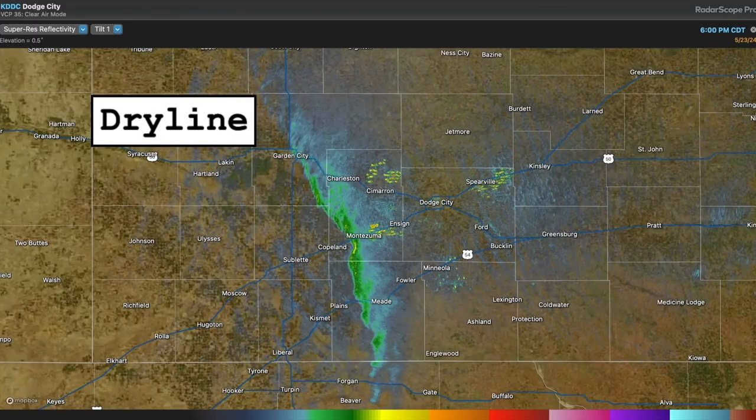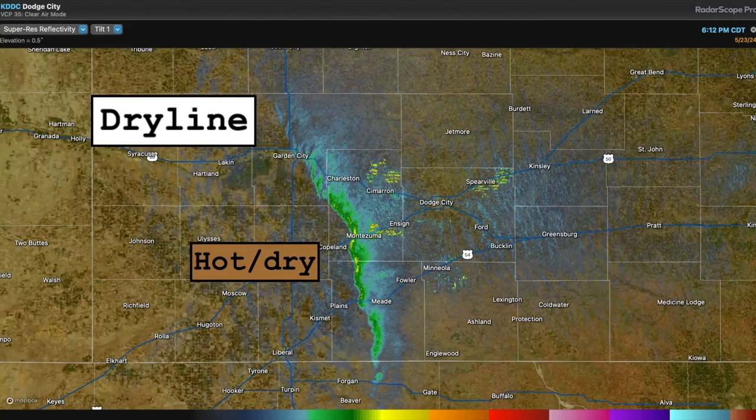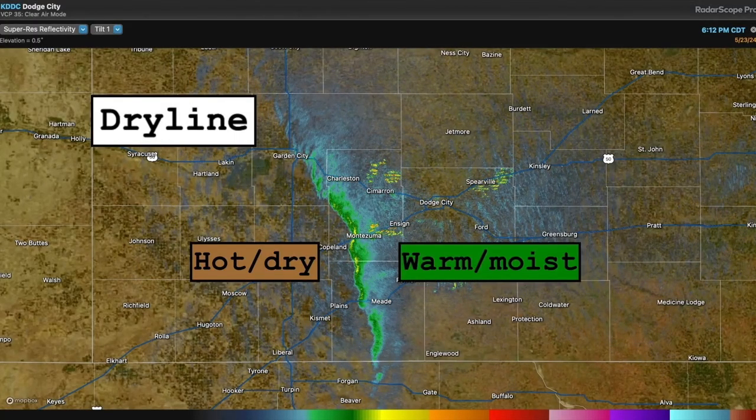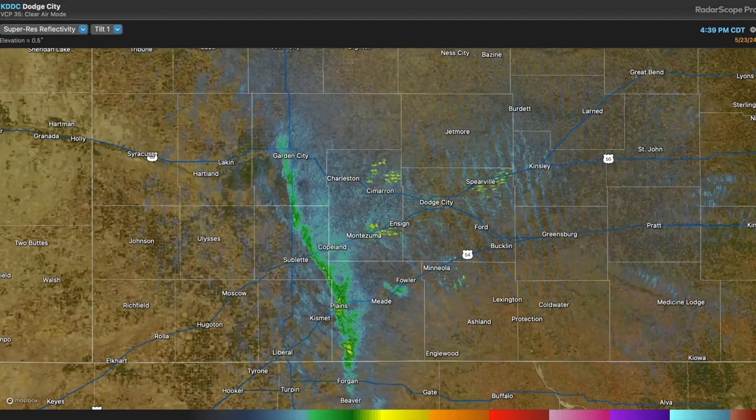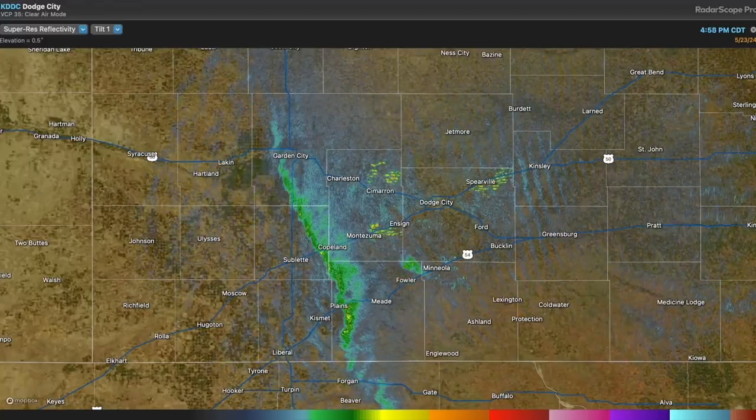As you may know, the dry line is a boundary between hot, dry air to the west and warm, moist air to the east that can initiate storms in many severe weather environments. Prior knowledge of the environment is necessary to correctly identify which type of boundary the radar is depicting.